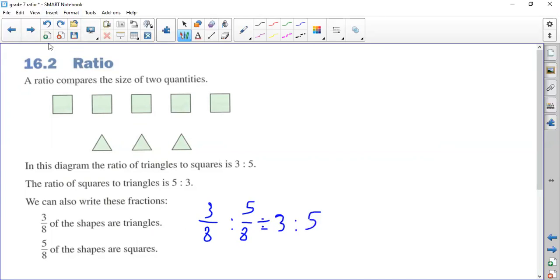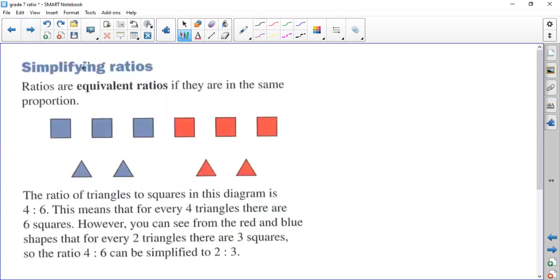Well, we have equivalent ratios too. For example, in this figure, there are 6 squares and 4 triangles. If I ask you what is the ratio of triangles to squares, you will say 4 to 6. If I ask what is the ratio of squares to triangles, it will be 6 to 4. But if you see, I have made some of them red and some of them blue. If I ask you what is the ratio of the red part, you'll say 2 to 3. So 2 triangles per 3 squares, and it is the same as the ratio 4 to 6.